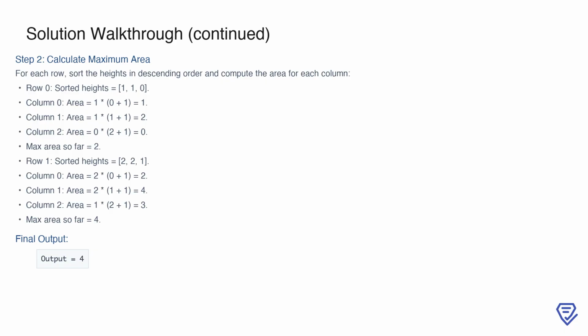For row 1, the sorted heights are 2, 2, 1. Calculating the area for each column, we get 2, 4, and 3 respectively, with the maximum area for this row being 4. Among all rows, the largest area is 4, which is the final output for this example.